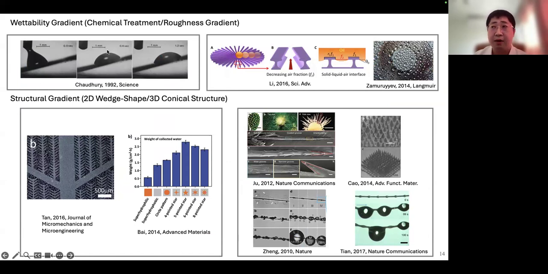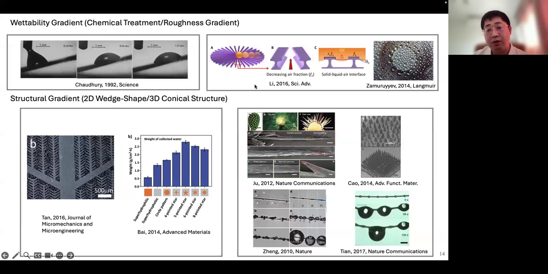That's because of chemical treatment, where you treat the surface so some region becomes hydrophobic and it gradually becomes more and more hydrophilic, which is in this study, so that the droplet spontaneously moves or tends to spread towards the area that is more hydrophilic.